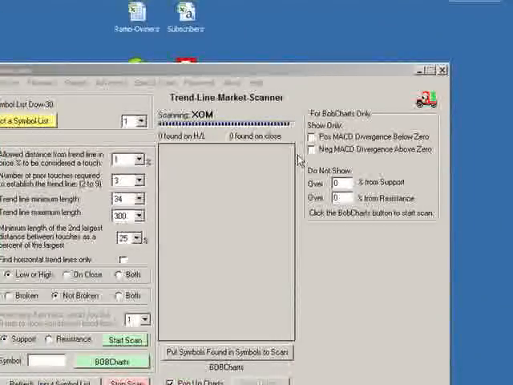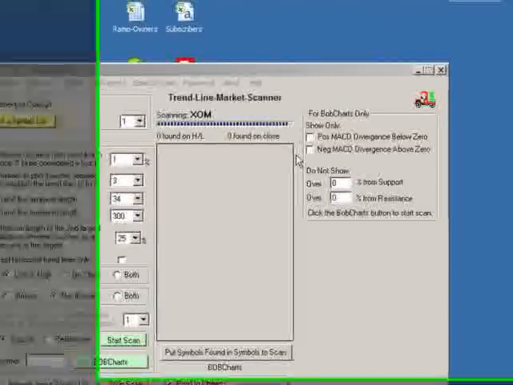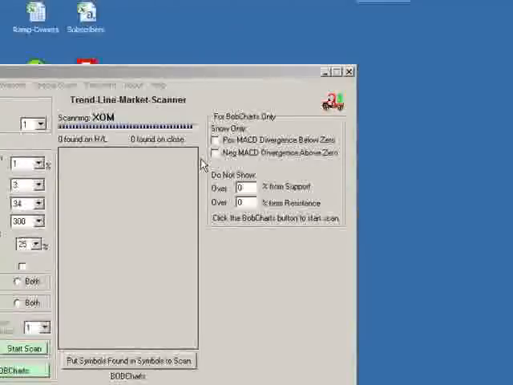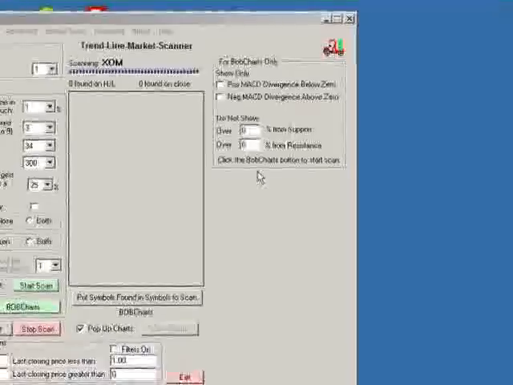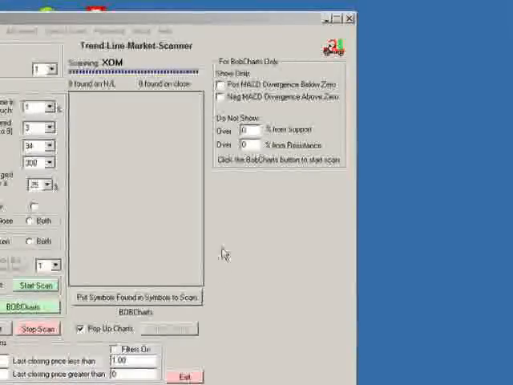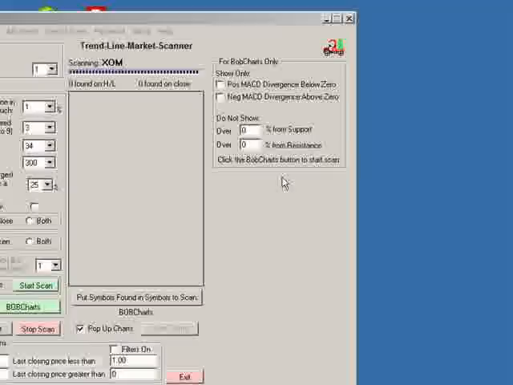Now let's look at the new feature of Bob charts, which are the Bob chart scans. They are over here on the right hand side. And also note that I had to make the entire control panel wider to make room for the Bob chart scans. There's a large empty area underneath, which is for upcoming features that I'm working on right now.